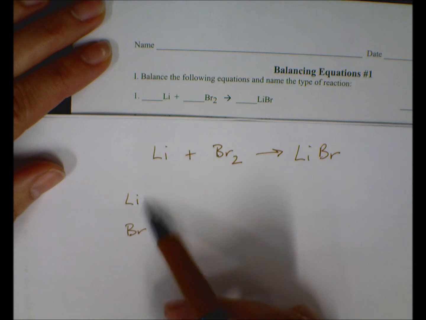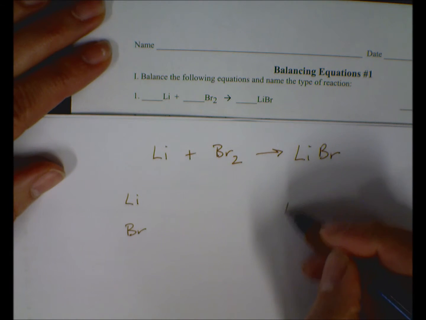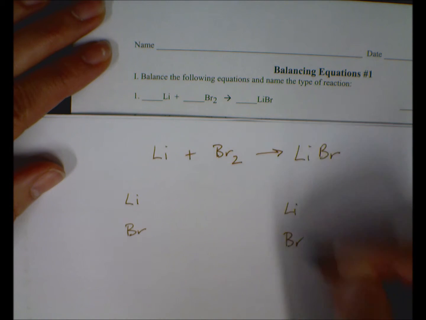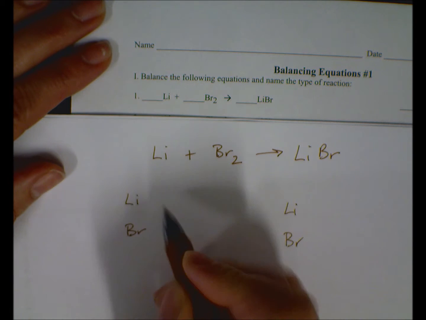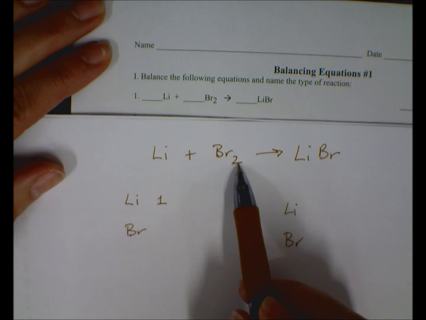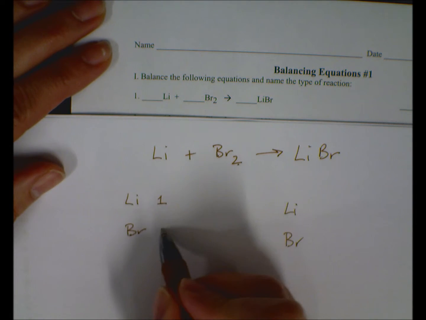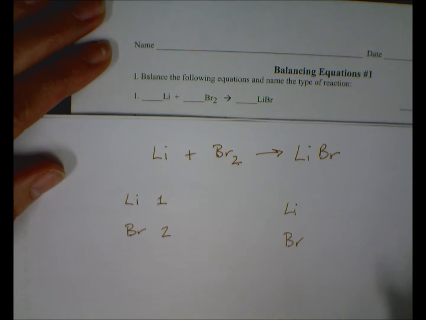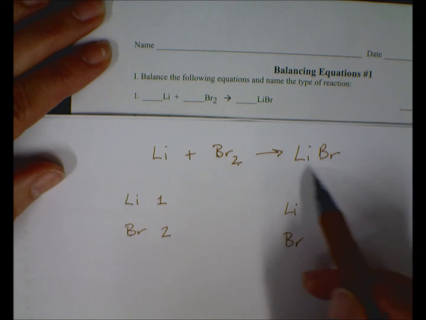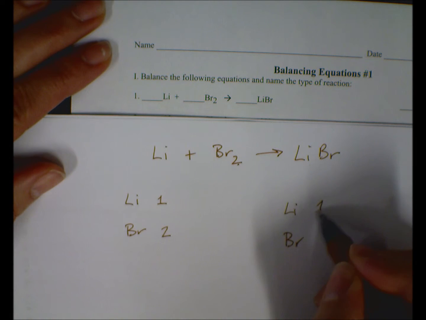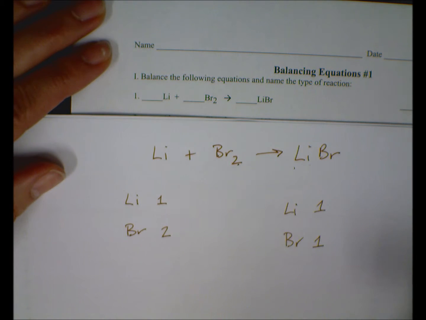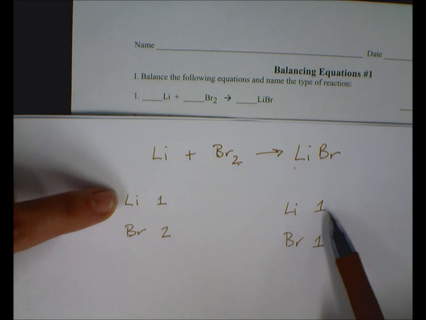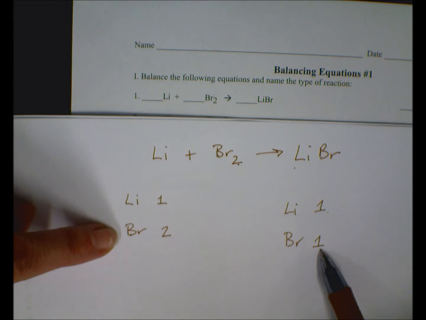So I have lithium and bromine, and then I'm going to write it again over here closer to the product side. There are no subscripts by the lithium, so that means I have 1. There is a subscript by the bromine, which means I have 2 atoms of bromine. On the product side, there are no subscripts at all, which means I have 1 atom of lithium and 1 atom of bromine in that substance. And when you compare, you notice that those are the same number, but these are not.